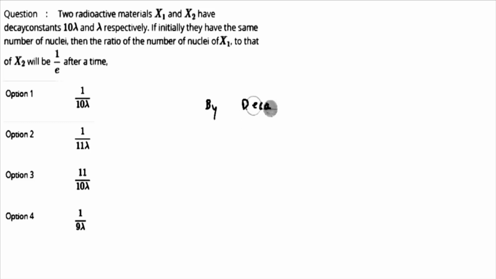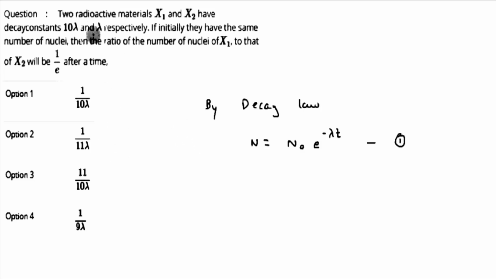or by disintegration law we can say, n is equal to n naught e raised to minus lambda t. So this is what the expression is, and we have to clear it with the terms. n naught is the number of nuclei present initially, n is the number of nuclei left after time t. Let's say this is our equation number 1, and we will now try to implement it in the given question.